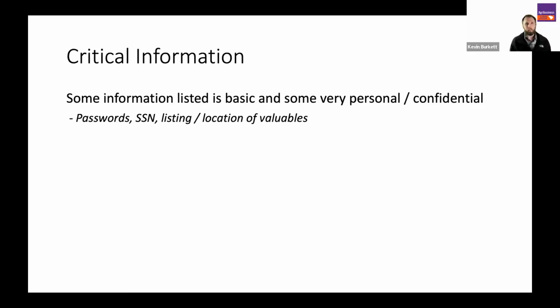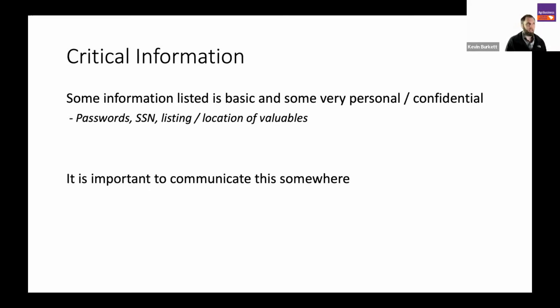And there is going to be some critical information that's listed on these files. Some is basic, but some is very personal and very confidential. So things like passwords and Social Security numbers, possibly locations of valuables and things like that. So yes, there is, you might say, a security concern with some of that. But in the scenario where a family member needs that information and is trying to find it, I think it's important that it is listed somewhere.